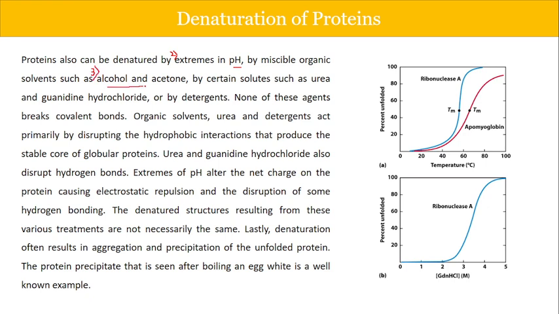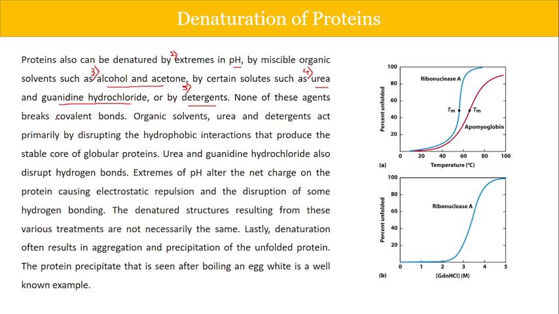Okay, then you have agents like urea and guanidinium hydrochloride, which are actually reducing agents, and they reduce different bonds, especially your disulfide bonds and other bonds which were formed by oxidation. So these are other agents which actually denature your protein, and there are other detergents as well. These are a few of the things which play a role in the denaturation of your protein.